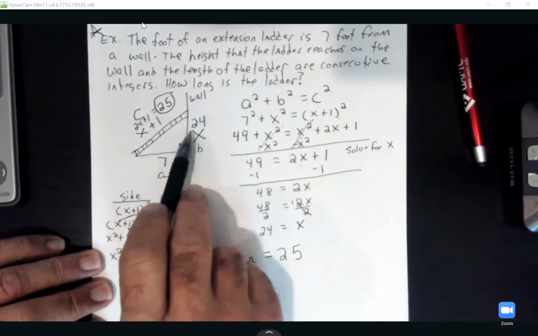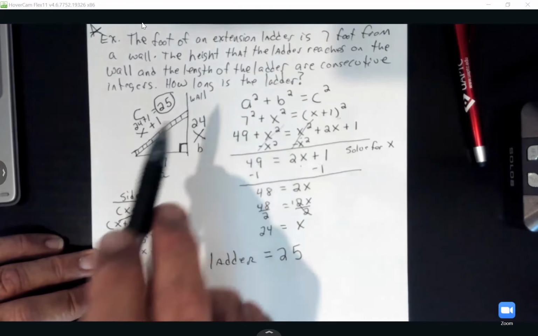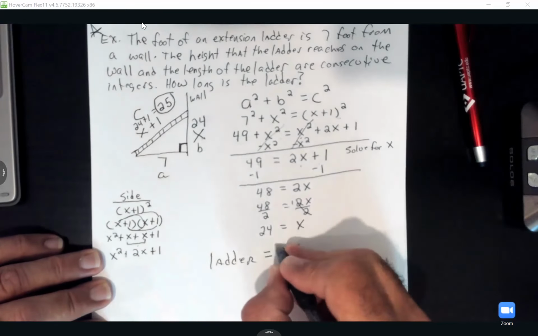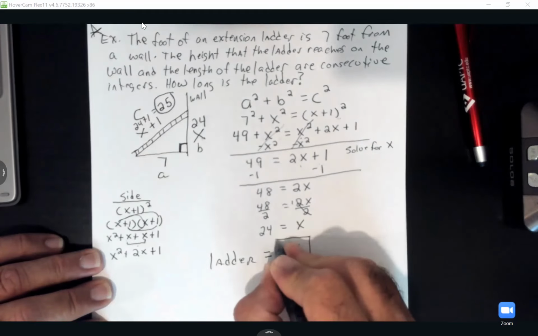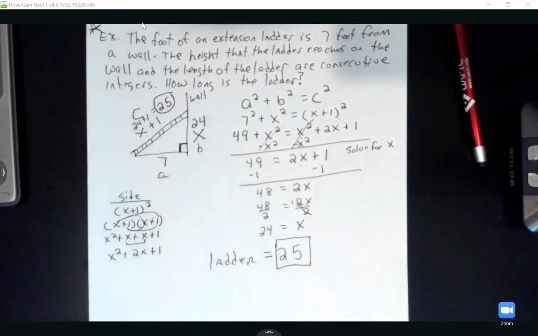So y'all, this one you can't quit when you get to x, because remember the x is just the wall. You got to come back and add that 1 to get that ladder. So that's where they get a lot of people. A lot of people, once they get that x, they put in 24 and they're done. But don't do that, because it's going to miss it if you don't add that 1 to it. Okay.